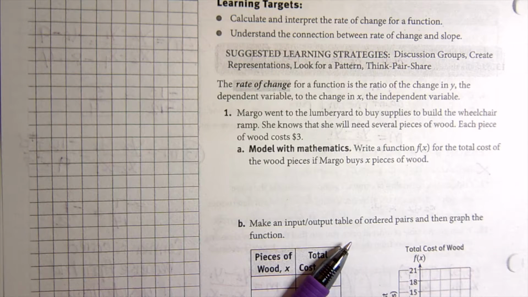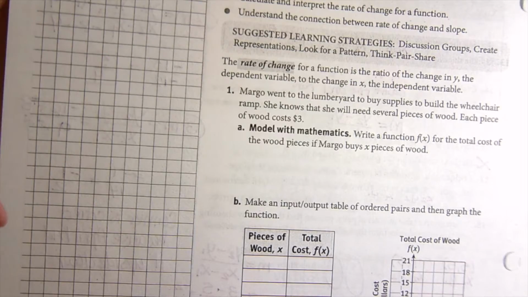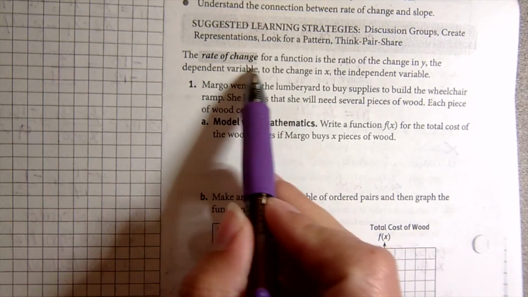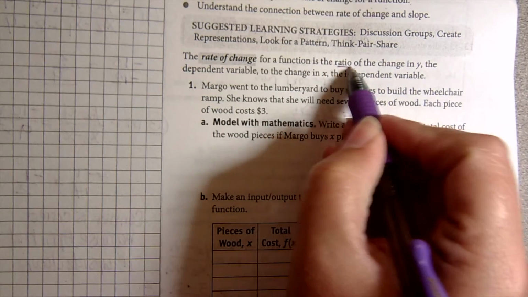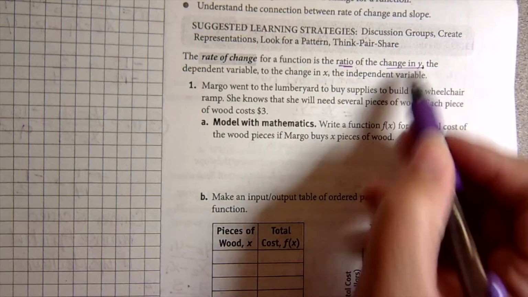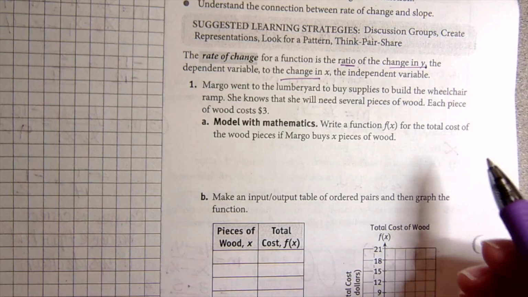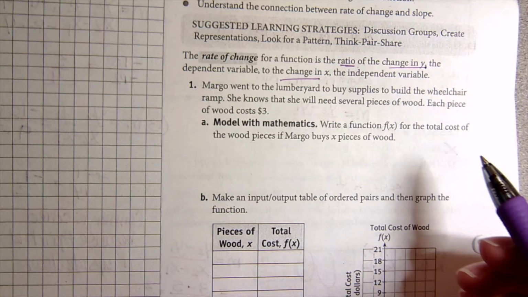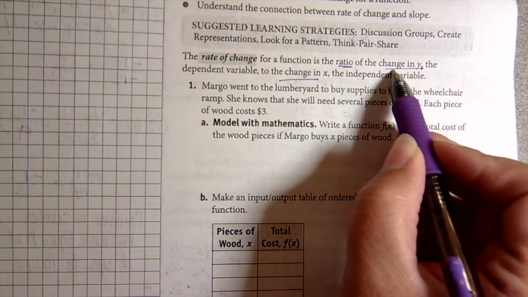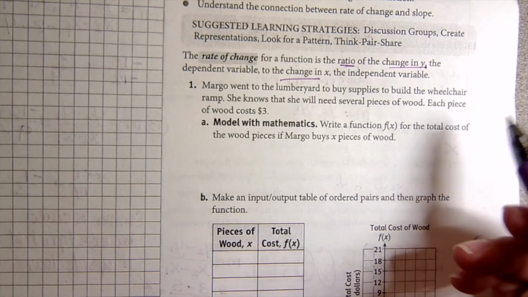So yesterday we talked about slope of a line, which talks about how steep a line is. And today we're going to talk about what's called the rate of change. So if you notice, it says the rate of change for a function is the ratio of the change in y, the dependent variable, to the change in x, which is the independent variable. So that sounds a lot like what? What did we talk about yesterday? That was a ratio between the change in y and the change in x. The slope. So it sounds a lot like the slope.